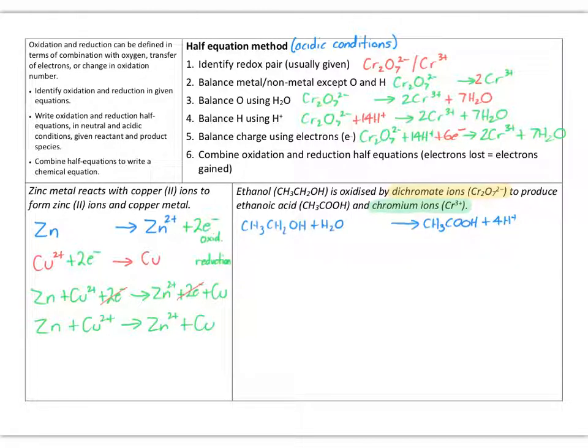And then finally I need to balance out the charge. So no charge here on the left-hand side. On the right-hand side we have a +4 charge. So we have to reduce that with 4 electrons, like such. So that is the half equation for ethanol being oxidised to form acetic acid.